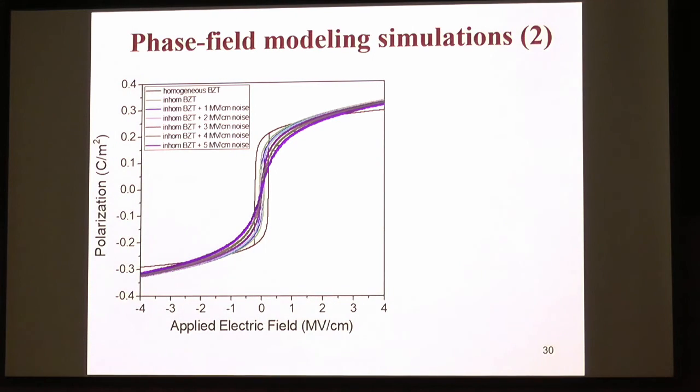Professor Chen's group at Penn State did a very nice phase field simulation, and it tells us that with this inhomogeneous mixture of phases and the random noise, we can really delay the saturation of the polarization and make it extended.